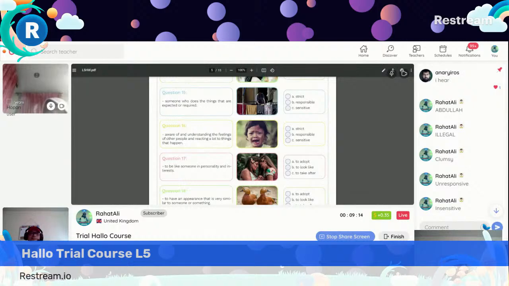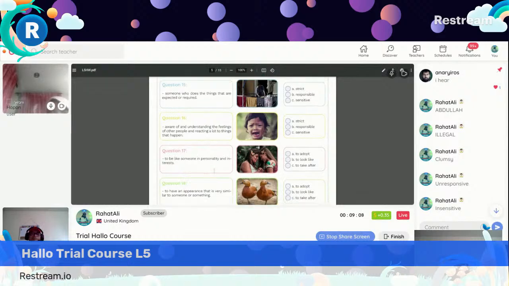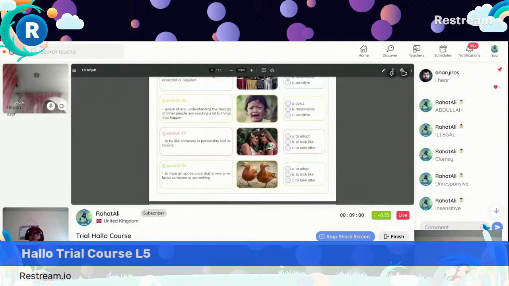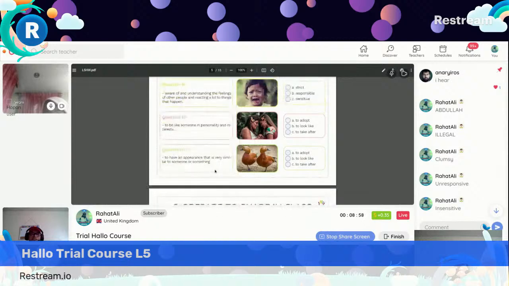Sensitive. Very good. To be like someone in personality and interest. C. Take after. Okay. Question 18. To have an appearance that is very similar to someone or something. Look like. Remember we used this word last week.